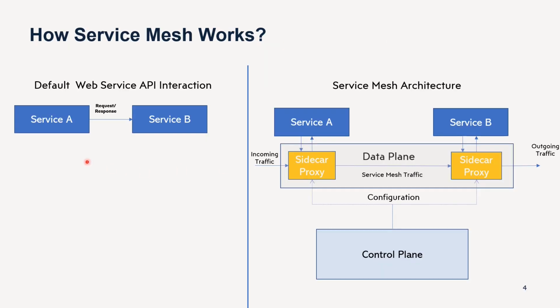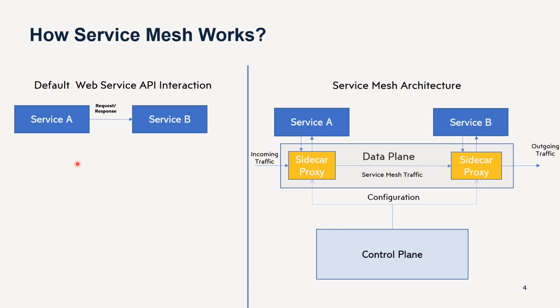So in default web service API interaction, the services will take care of everything. They will take care of the security aspects, authentication, authorization, configuration, rate limiting, load balancing, everything, by themselves because there is no component between them. So the developer has to code everything, either in the code or in the property files that maintain all these aspects.